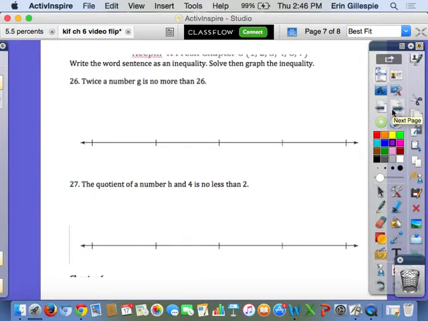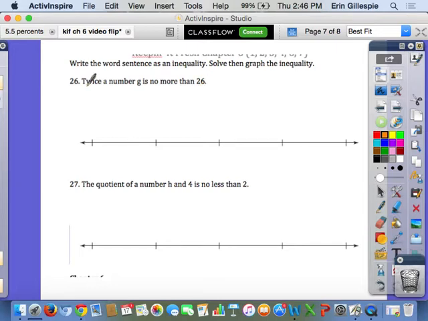Write the word sentence as an inequality, solve, then graph the inequality. So 26, lots of work here to do. We have to write it, we have to solve it, and we have to graph it. So really 3 things that your teachers are going to be looking for here on this problem. Twice a number g is no more than 26. Remember, start left, work right. Almost always, that's the way these go. The only time that doesn't work is with the less than for subtraction.